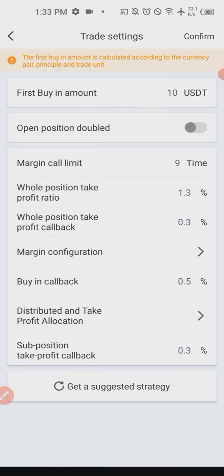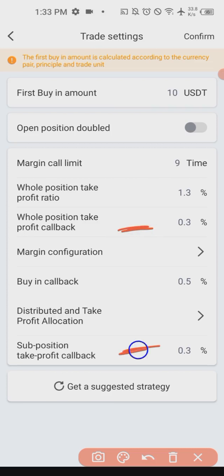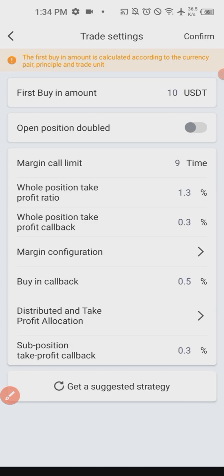Are we getting this? Then just like this, remember there's a callback. There's a take profit callback. So I still want to use the same take profit callback I used for the normal one as the default. So after setting this strategy like this, I am done with this coin.